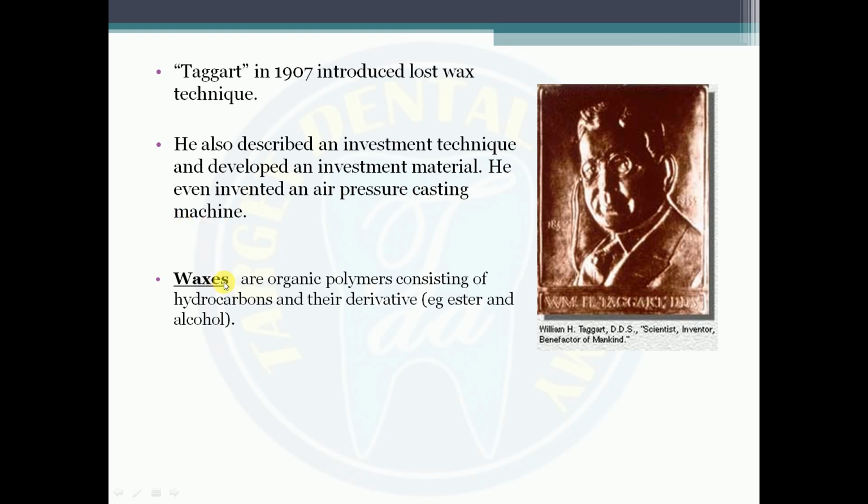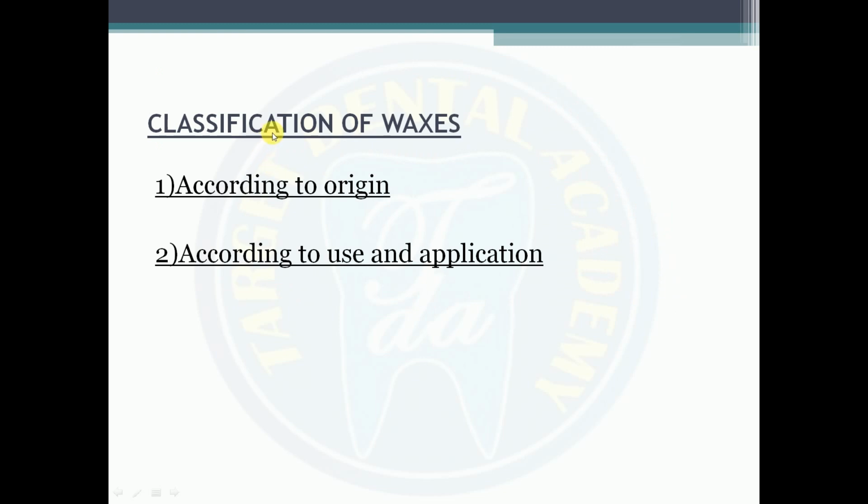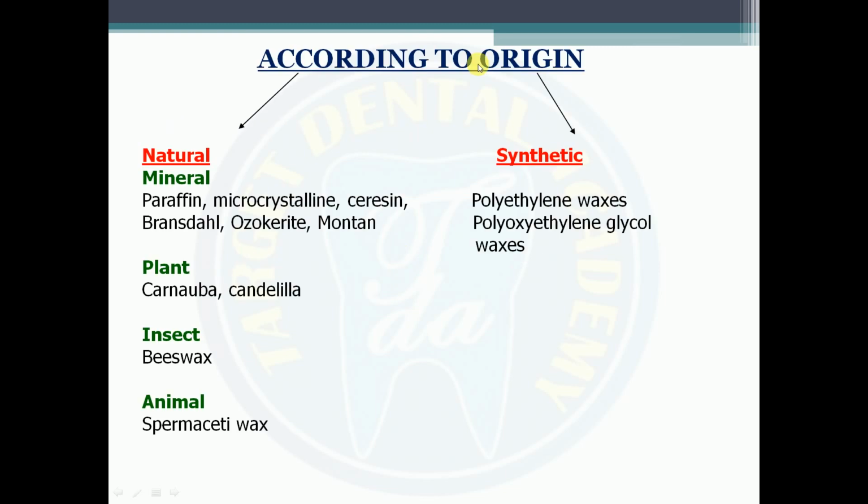Waxes. Now what are waxes? These basically are organic polymers consisting of hydrocarbons and their derivatives, for example the esters and the alcohols. Coming on to the classification of waxes, this is very important. Classification of waxes is according to the origin, and according to the use and application. According to the origin, it can be natural and synthetic. In natural, you have mineral, plant, insect and animal.